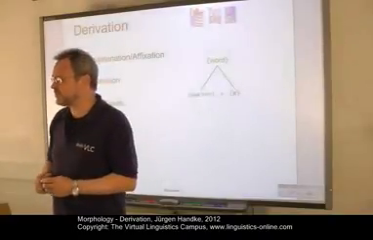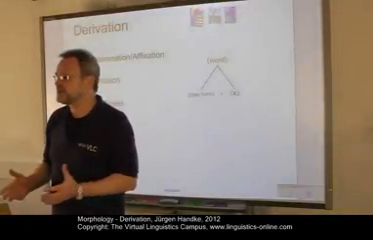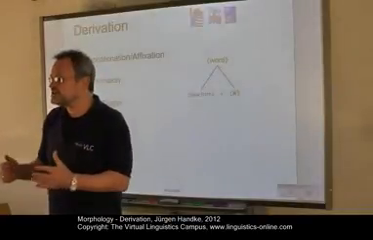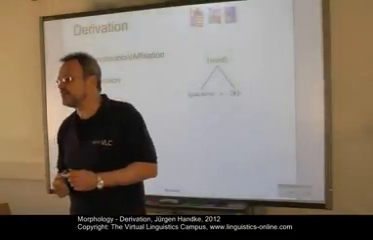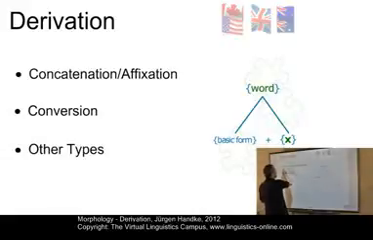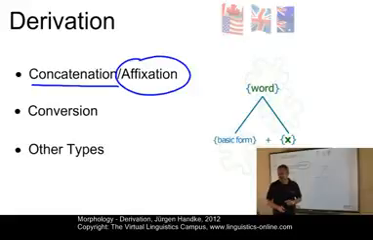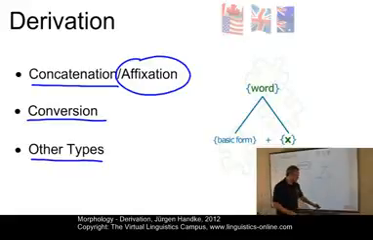Derivation is a morphological process that creates new words by means of concatenative as well as non-concatenative operations. The following distinctions can be drawn in present-day English, and these distinctions determine our program. First of all, we will look at concatenative operations, in particular at affixation. Then we will focus on conversion before, in the end, we will briefly look at other types of derivation.